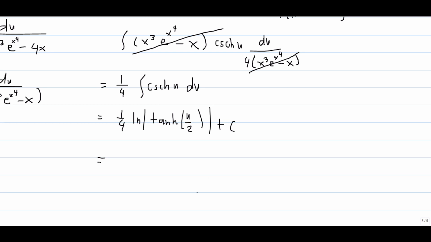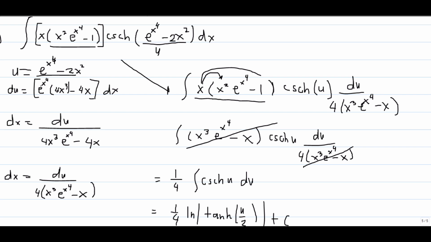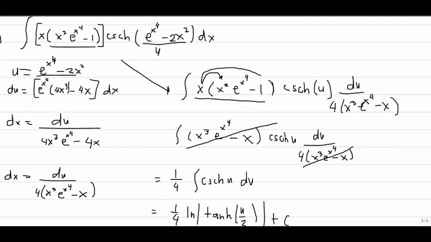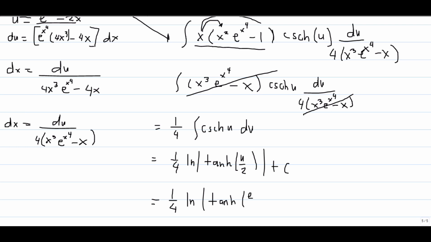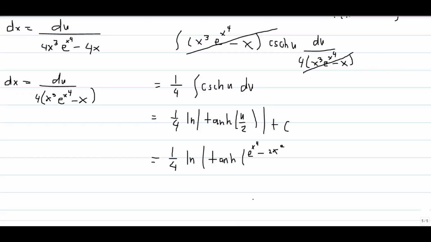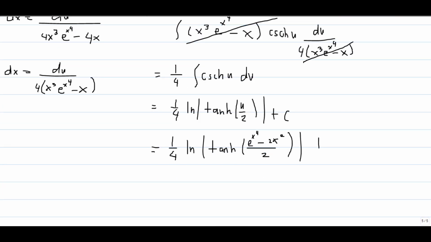So substitute the equivalent value of u, which is e to the power x to the fourth minus 2x squared. Therefore 1/4 ln tanh of the quantity e to the power x to the fourth minus 2x squared, all over 2, then plus c. So this would be the final answer.